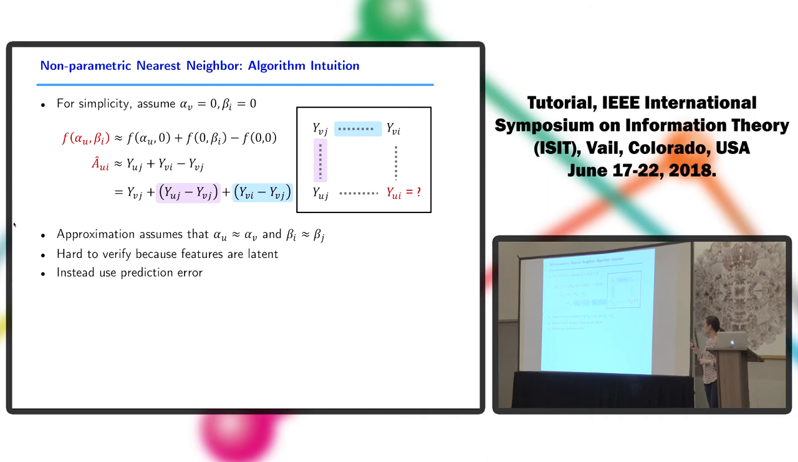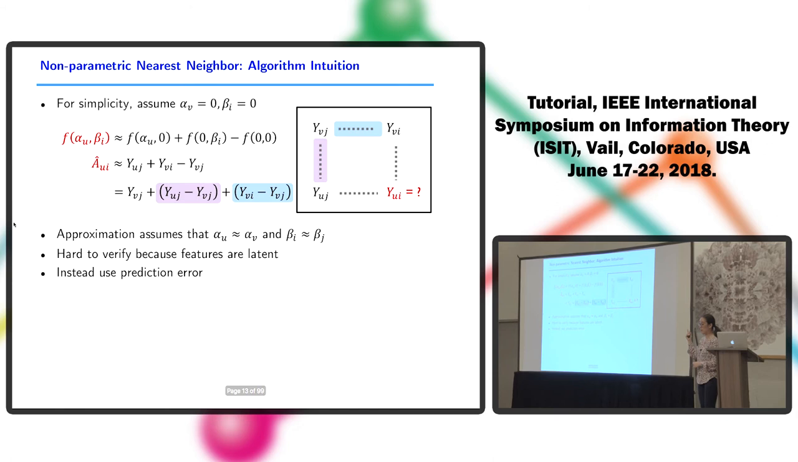So if you look at this estimator, y_vj plus the purple quantity plus the green quantity, we can exactly look at the error in this estimate, because the true value y_ui is equal to y_vj plus the purple quantity plus this orange quantity. So y_ui equals y_vj plus y_uj minus y_vj plus y_ui minus y_uj. So really the error in this little estimate is simply the difference between the interval in orange and the interval in green.